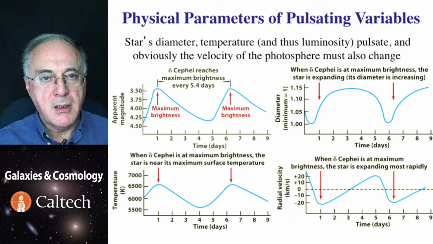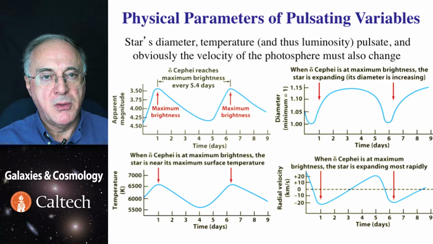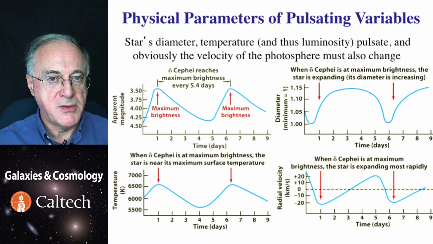Now let's take a closer look at what happens when a star is pulsating. Its photosphere expands, but temperature changes as well. So the radius changes, the temperature changes, therefore luminosity must change. If we observe the star spectroscopically, we can observe the velocity of the photosphere. It comes towards us, then goes away from us.